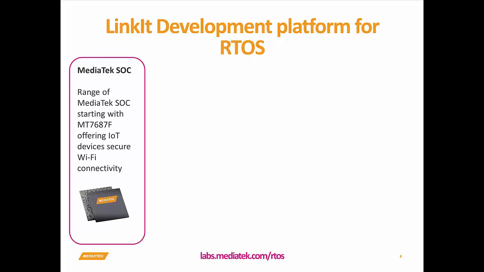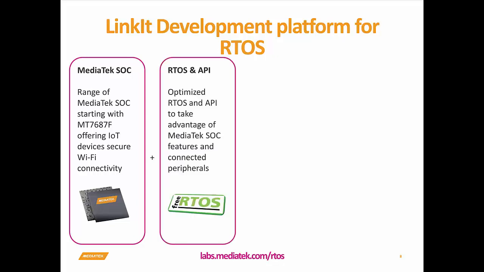So we will start with the MT7687F, which is a secure Wi-Fi chip, very low power. It's based on the ARM Cortex-M4 architecture. Very, very smart SoC. The next thing is the real-time operating system and the APIs. So we chose to use FreeRTOS. I will go into details about why we chose FreeRTOS in a bit. And we obviously have very easy-to-use APIs, so you can program your projects very easily.